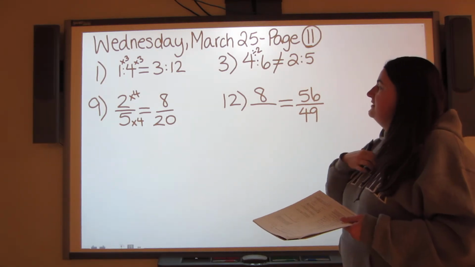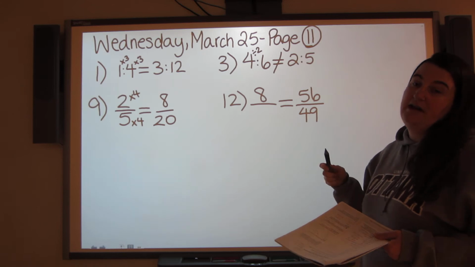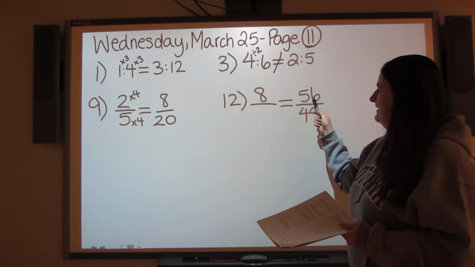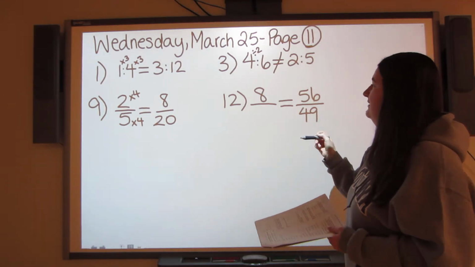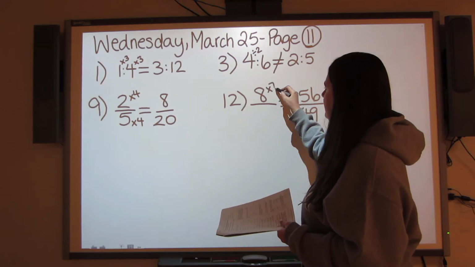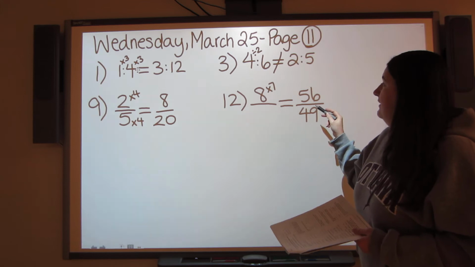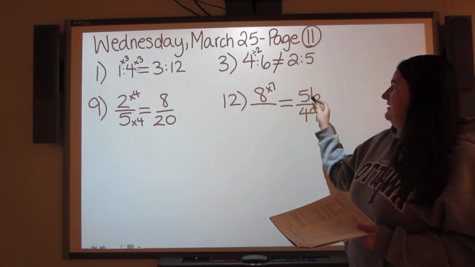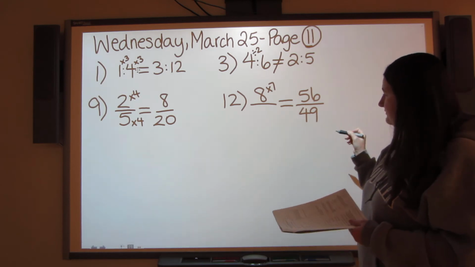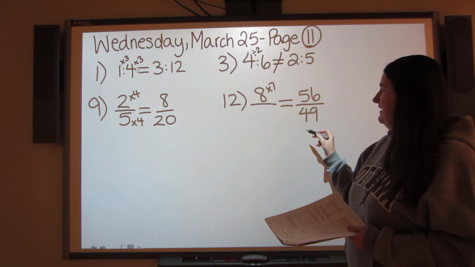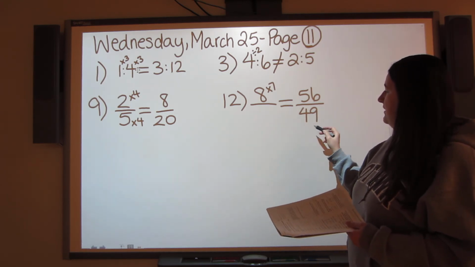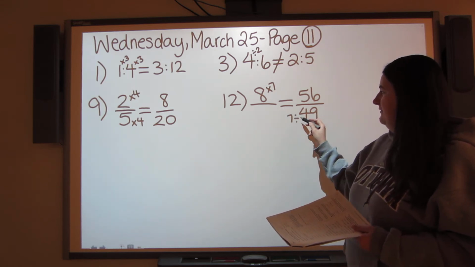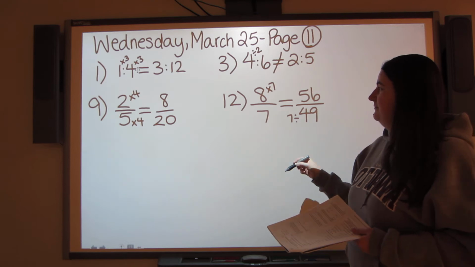So whenever you're dealing with ones that maybe you don't know off the top of your head, if you look down your 8s till you get to 56, and you go to the side, you'll get 7. 56 divided by 7 is 8. 8 times 7 is 56. And that means you have to do the same thing here. So 49 divided by 7 is going to get me 7.